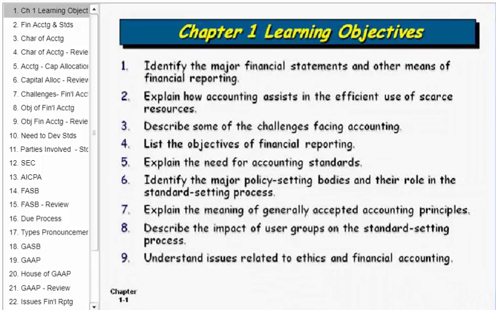List the objectives of financial reporting. Explain the need for accounting standards. Identify the major policy-setting bodies and their role in the standard-setting process. Explain the meaning of generally accepted accounting principles. Describe the impact of user groups on the standard setting process, and understand issues related to ethics and financial accounting.